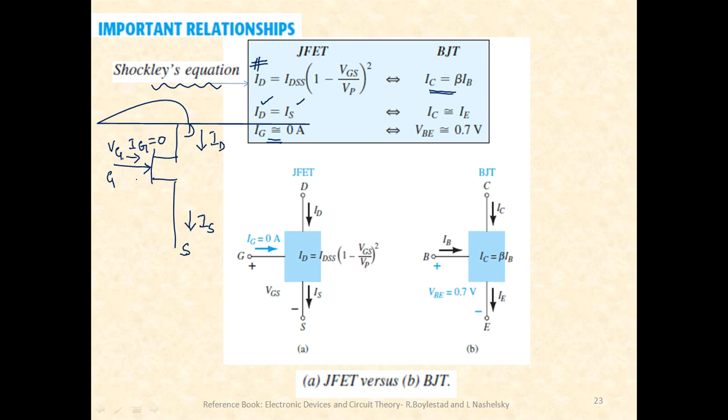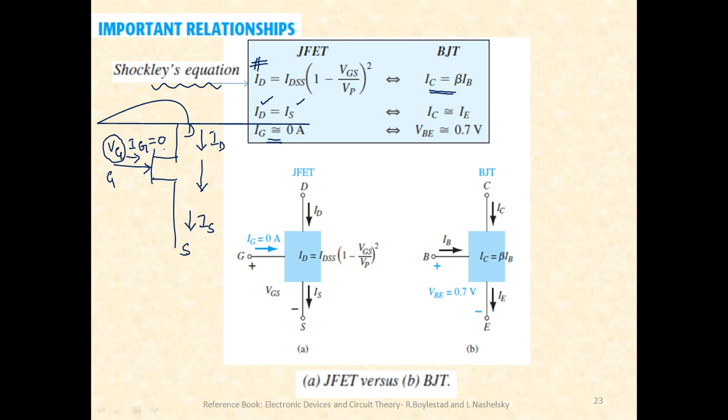If it would have been a current controlled device, then gate current would have flown, similar to the case of a BJT. However, FET is a voltage controlled device, and it is the gate voltage that controls the current flow from drain to the source or from source to the drain. So IG will always be equal to 0.